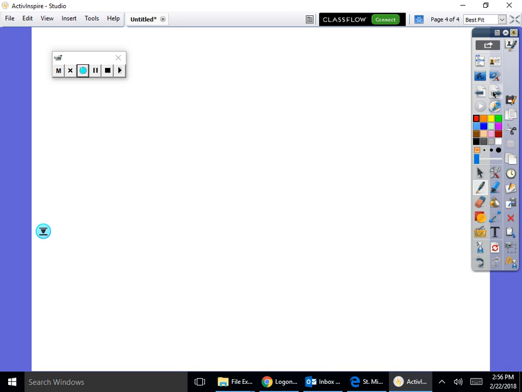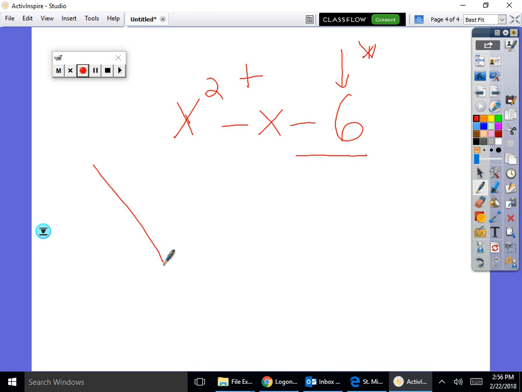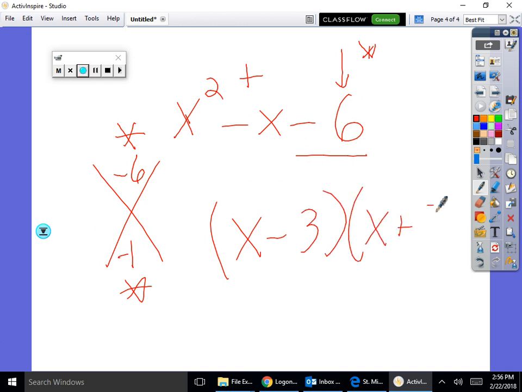So I have x squared minus x minus 6. I want to know two numbers that multiply to -6 and add up to -1. So what are two numbers that multiply to -6 and add up to -1? -3, +2. x minus 3, x plus 2, problem done. If you're worried about it, how can I double check my solution? You can do FOIL, and you better get back to the original.